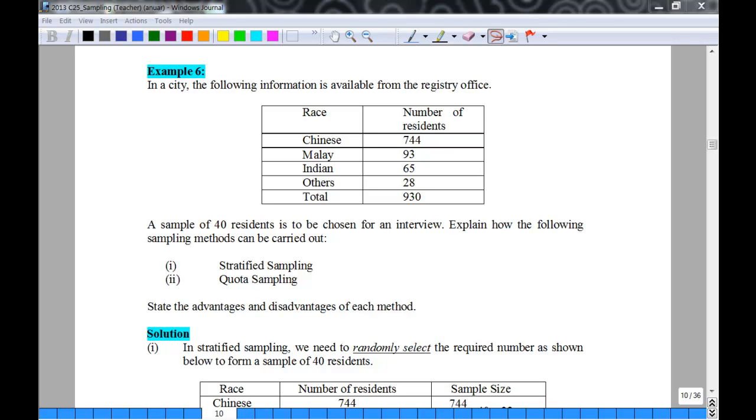Now I will not delve very deeply into this particular example. What I'm going to show you is just how to get the numbers for part 1, stratified sampling. The rest of it you can read on your own and understand yourself, and we shall clarify if we need to during tutorial. So for stratified sampling, in order for us to randomly select the required number so that we can get a good representation of 40 residents according to the proportion of the different races, this is what we're going to do.